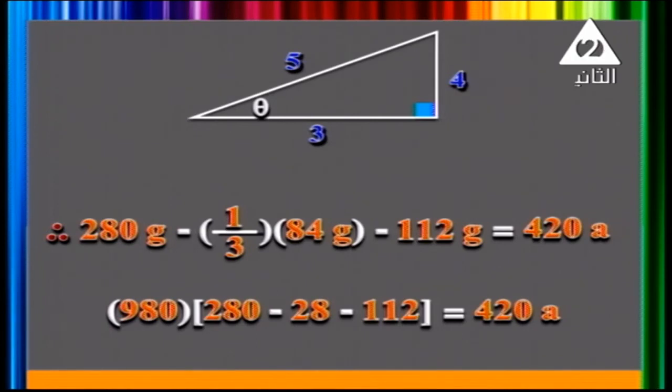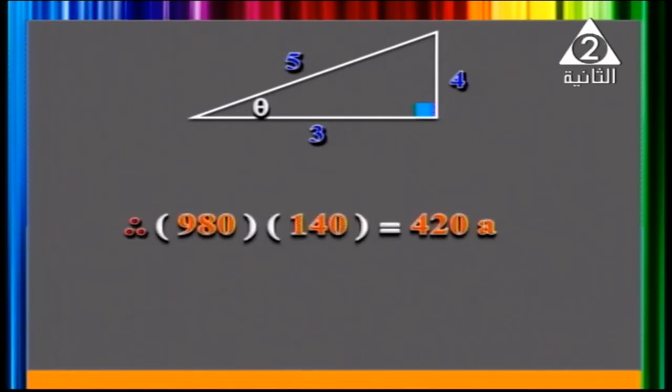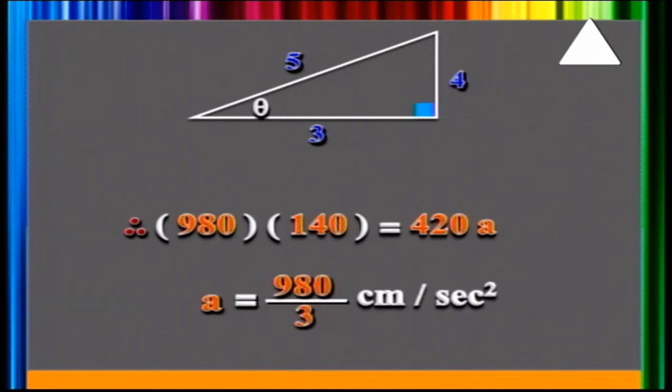Find the value of A. Then, my dear student, acceleration A is 980 over 3 centimeter per second square. Then, this is acceleration of motion of system. A is 980 over 3 centimeter per second square.